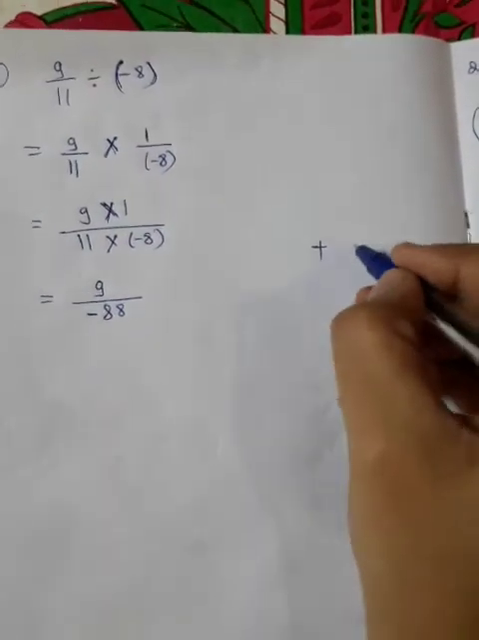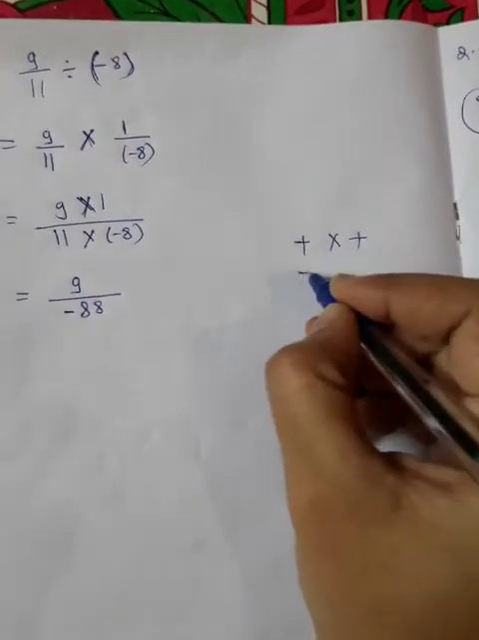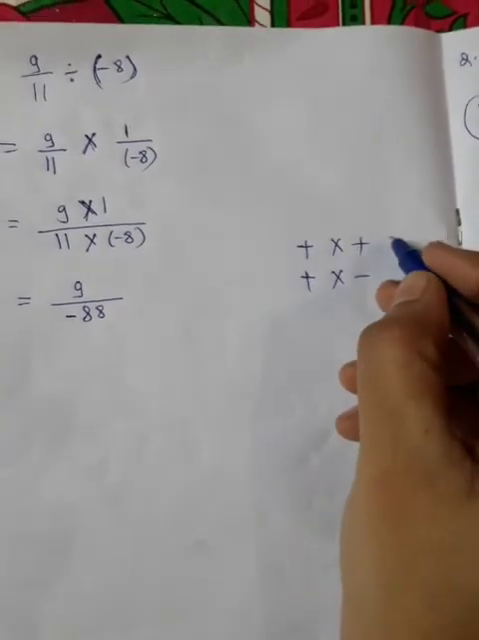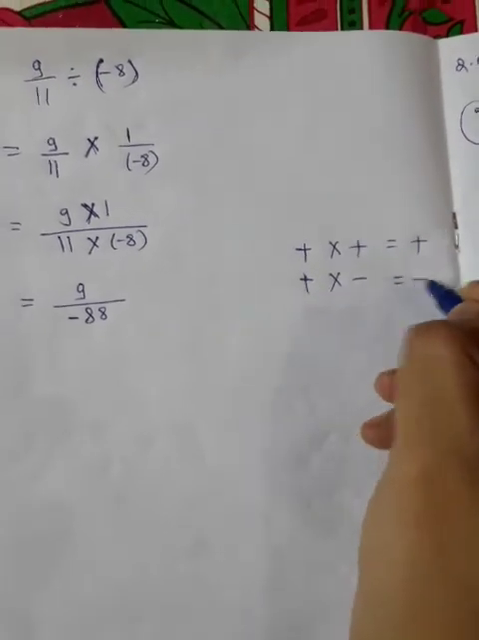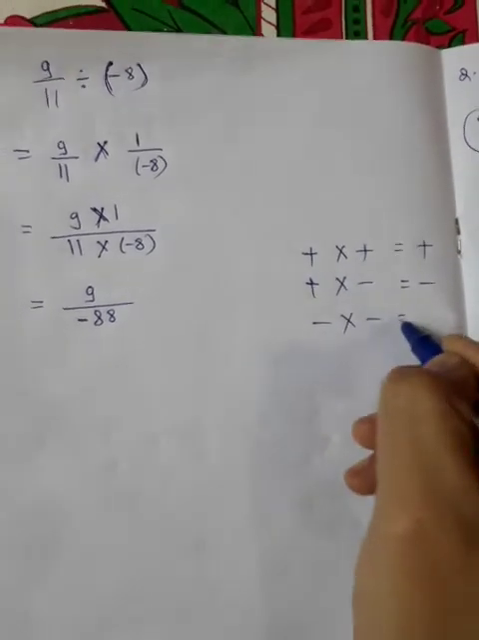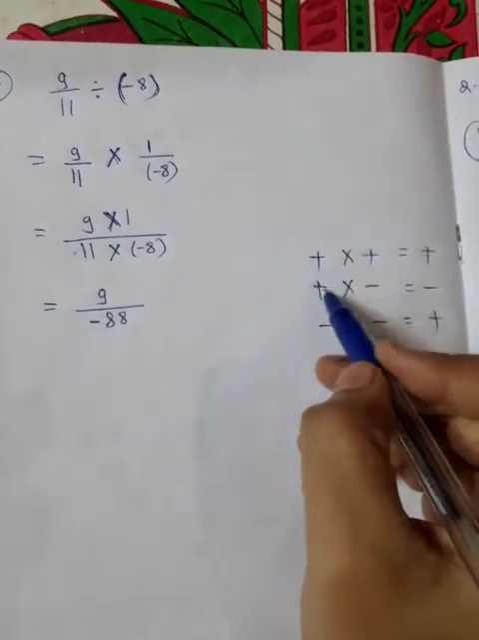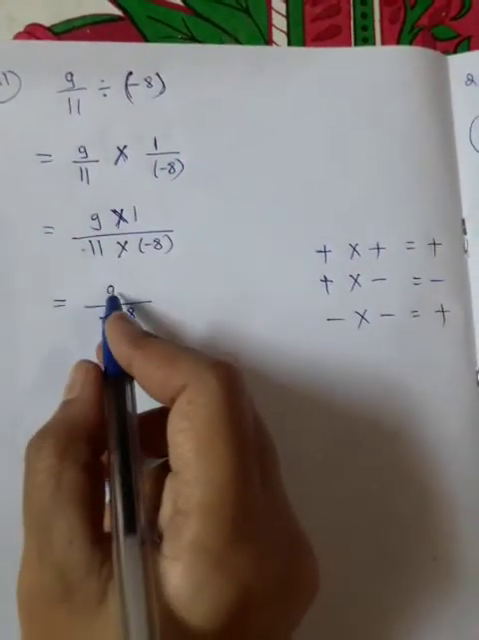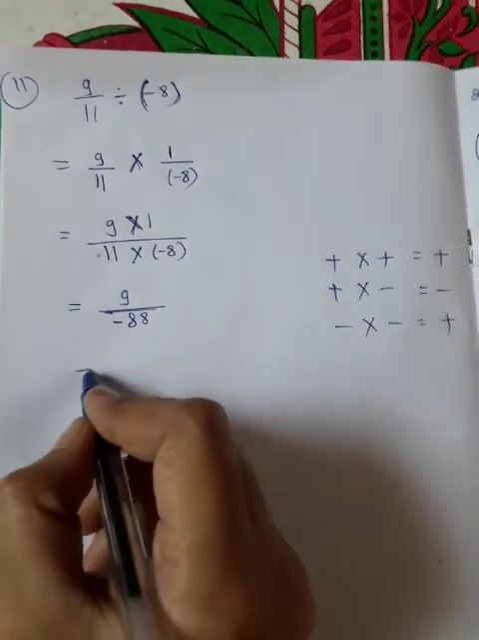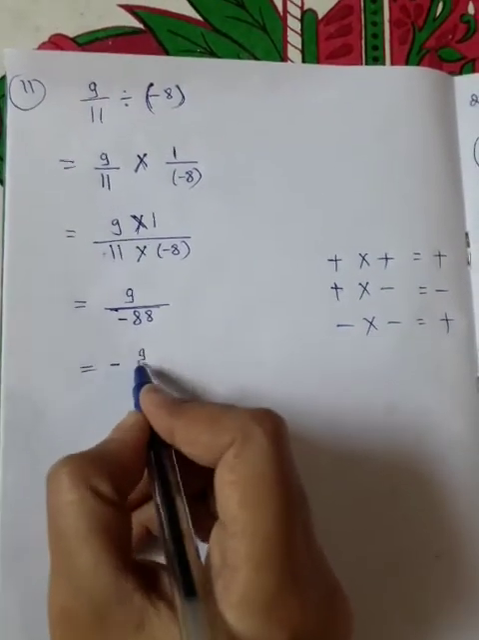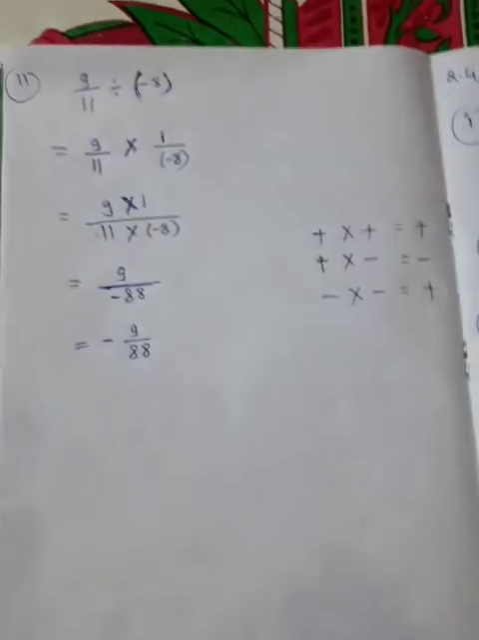You must have to know this rule, the sign rule. Plus into plus is plus, plus into minus is minus, minus into minus is plus. Okay, so here this is plus and this is minus, so plus into minus is minus. Okay, so our answer is 9 upon minus 88. You can write the minus sign outside also, so minus 9 upon 88.